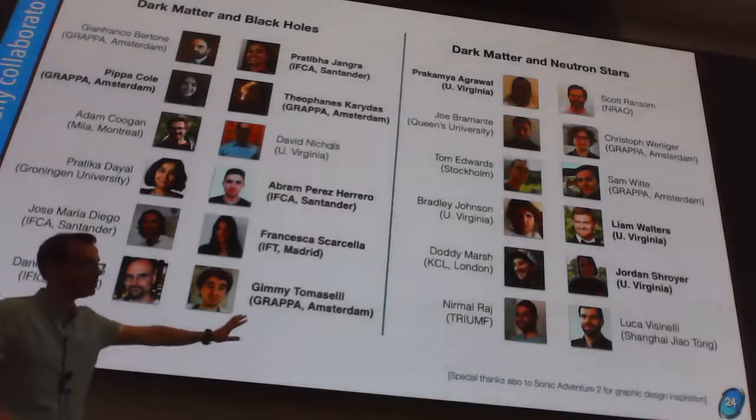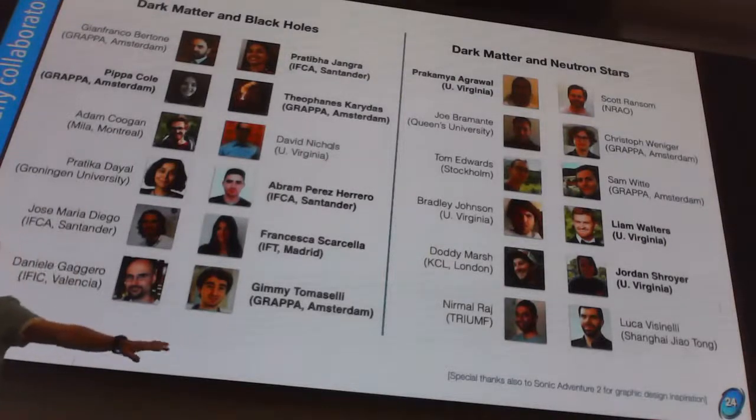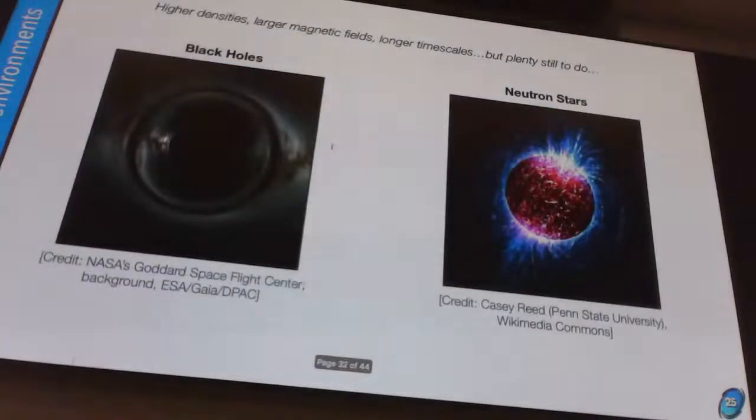But there's plenty still to do, and we're really working on it to try and do that. So I think the thing that I wanted to leave you with is just the idea that there's this orthogonal direction that we can do dark matter searches in. We can access higher densities, higher magnetic fields, just in general more extreme situations that you wouldn't have access to in the lab. But there's also plenty to do.